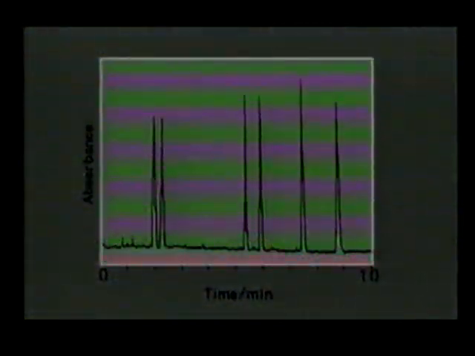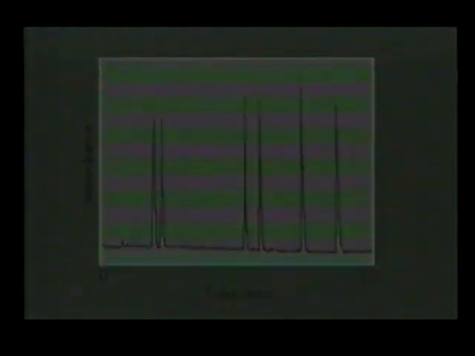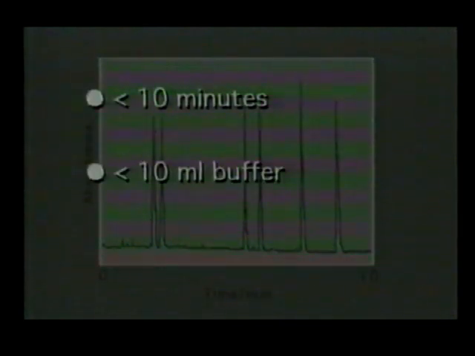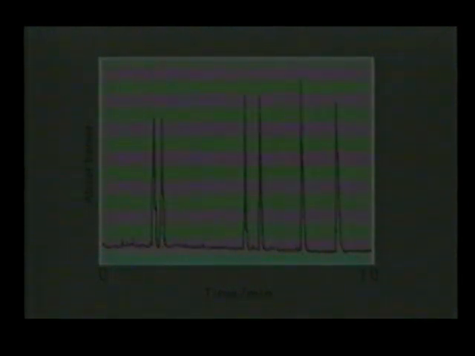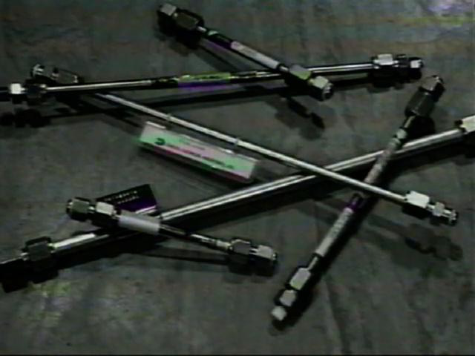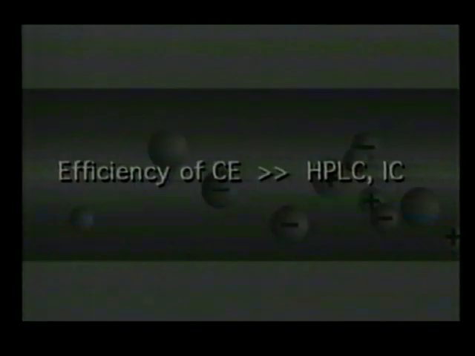A typical separation often takes less than 10 minutes, requires only a few milliliters of buffer solution, and is capable of differentiating very similar components within a mixture. Capillary electrophoresis is complementary to other separation techniques, such as high-performance liquid chromatography, HPLC, ion chromatography, and slab gel electrophoresis. The primary benefit of capillary electrophoresis is that the technique offers greater separation efficiencies, up to 2 orders of magnitude.